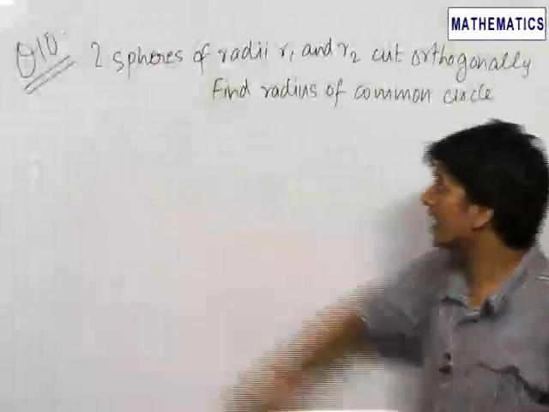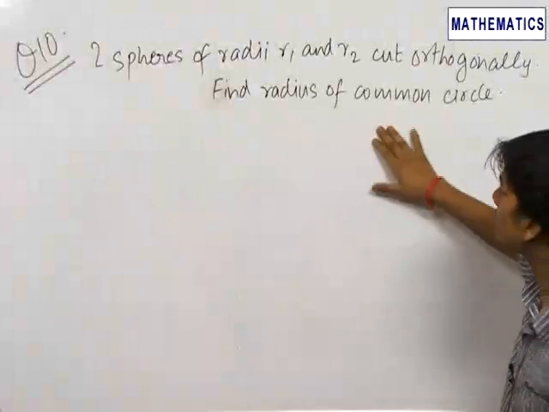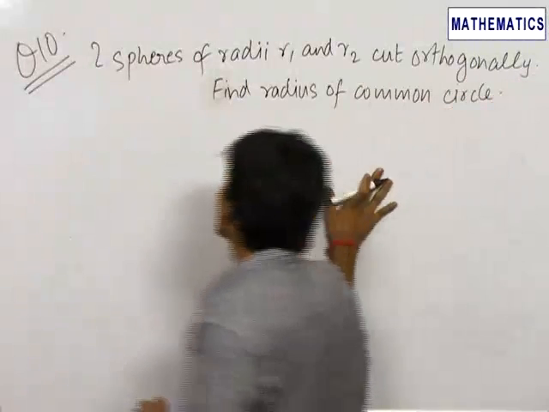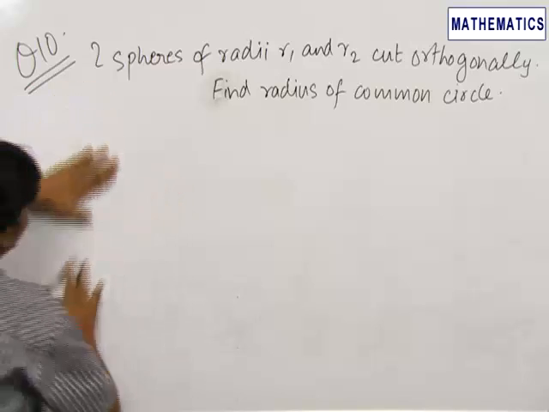The 10th question that we have is again an interesting question. We've been given two spheres of radii r1 and r2 cut orthogonally. We need to find out the radius of the common circle. So for solving this question, let us use an analytical method.